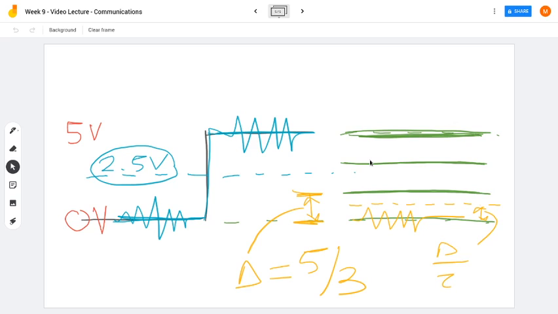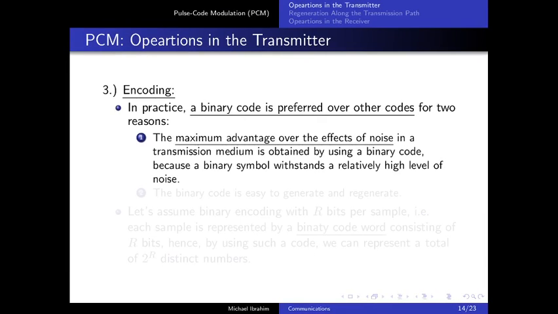So instead of being able to withstand a noise of 2.5 volts amplitude, we only would be able to withstand a noise of 5 over 6 volts, delta by 2. Otherwise, if the noise is larger than this value, I will mistake this symbol for this symbol, or this level for this level. So let's go back over here and read one more time.